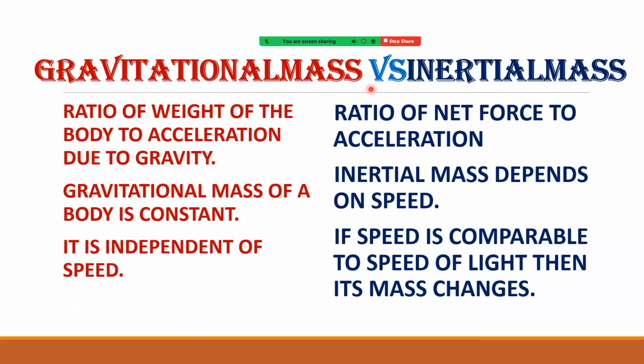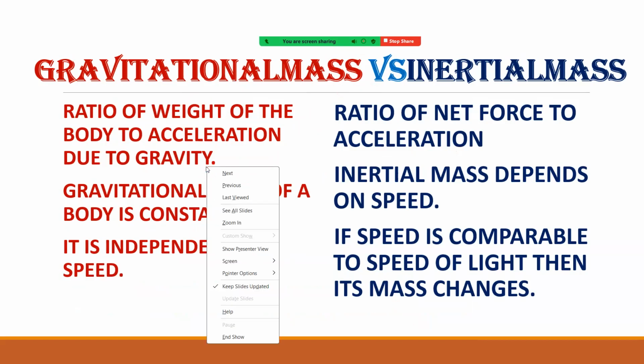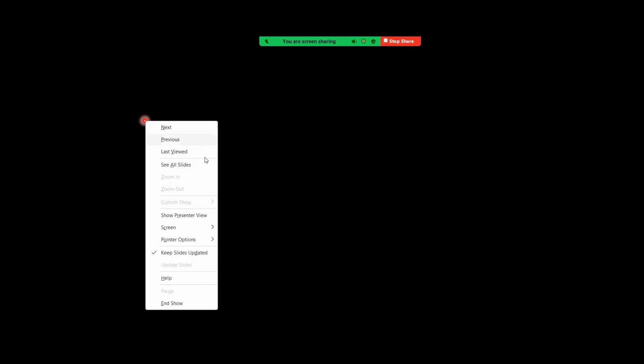Gravitational mass versus inertial mass. See, once, what is the meaning of gravitational mass. If you are finding the weight of an object, let us call it W, and you divide that with acceleration due to gravity, then that is giving us the mass of that object. So this is known as gravitational mass.